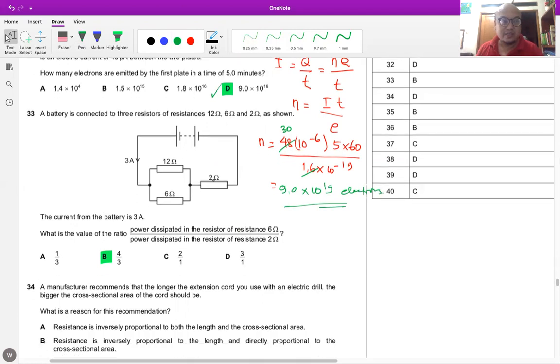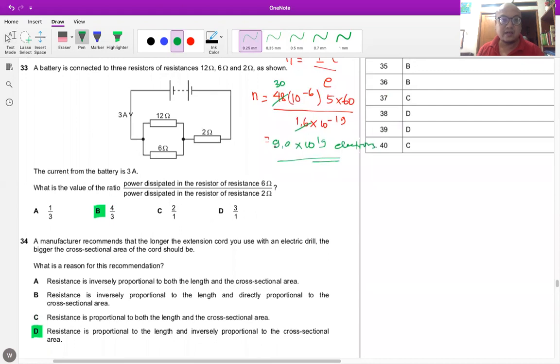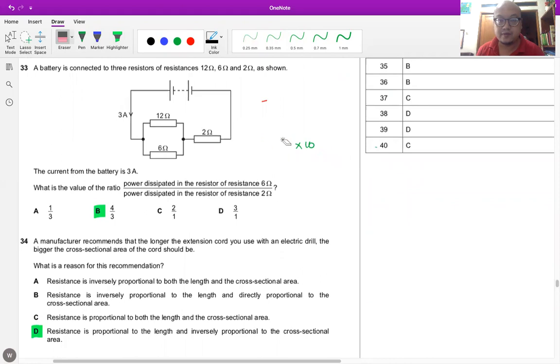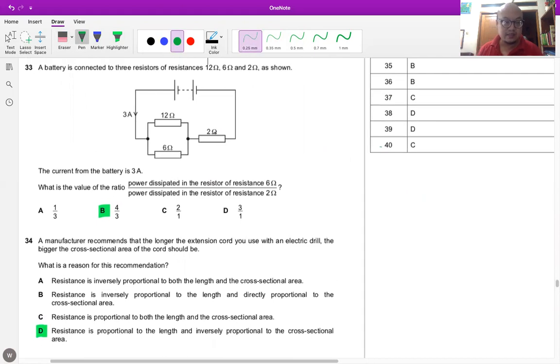Okay, now question 33, and then I will erase this one here. I think you can pause the video and take a screenshot or copy this and write. Okay, now number 33. The answer is 4 divided by 3, 4 over 3. Why 4 over 3?